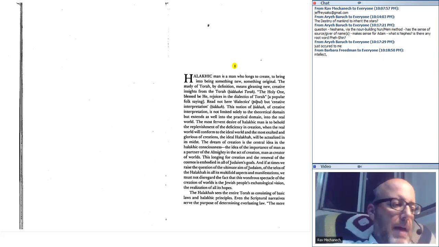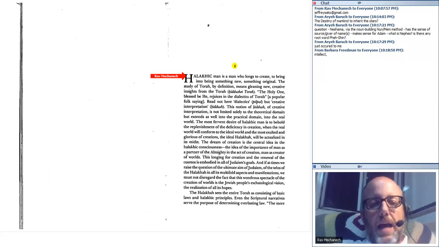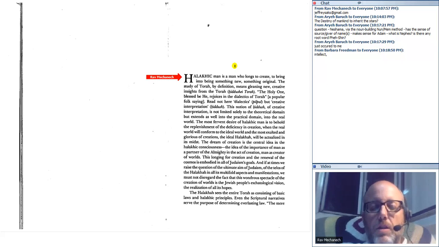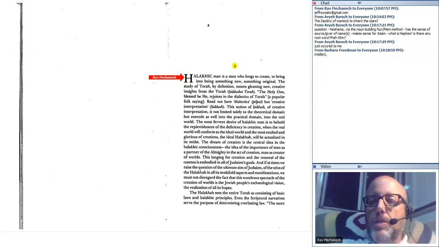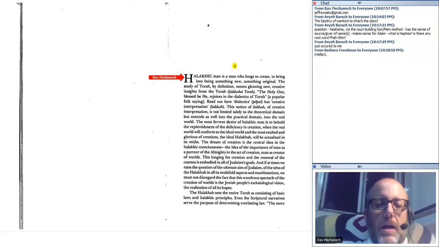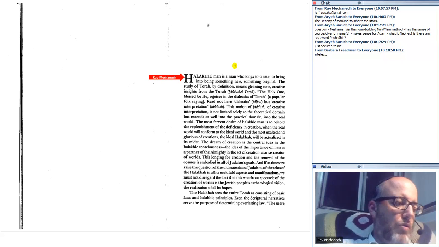Halachic man is a man, and just again, I'll add now the asterisk that applies to the whole series: the gendered language is largely a product of the time in which the work was written. There's nothing about Halachic man which would limit it to men and not women. It would be too clumsy to add that disclaimer each time, so let this stand for the rest. Halachic man is a man who longs to create, to bring into being something new, something original. The study of Torah, by definition, means gleaning new, creative insights from the Torah, chidushe Torah.